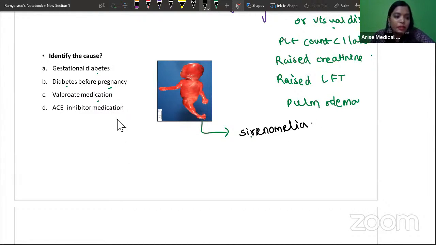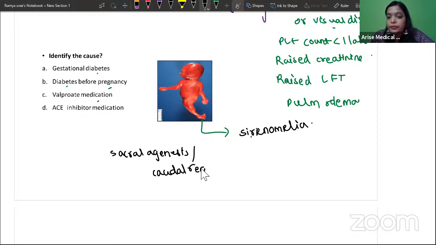This is called cyanomelia. I agree with all of you that ACE inhibitors are contraindicated, but this is not because of ACE inhibitors. I again see a very good answer from somebody. Very good, VS. This is sacral agenesis. The better way of calling this is sacral agenesis, or caudal regression syndrome.